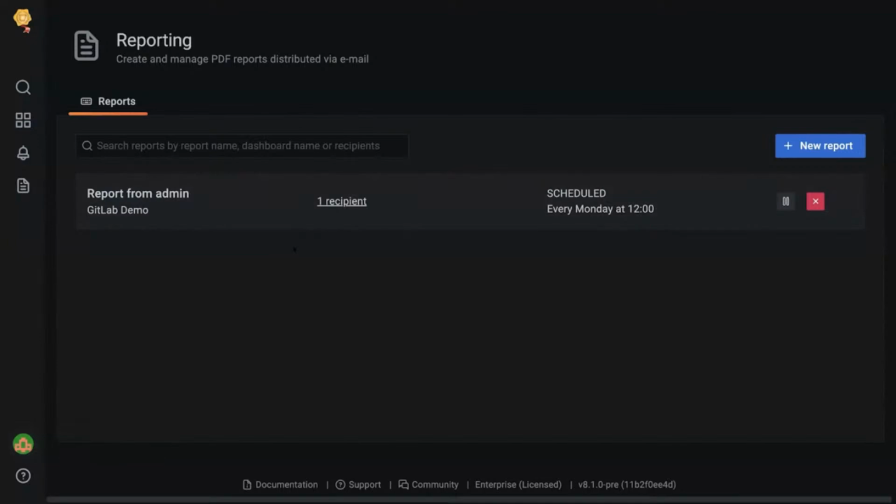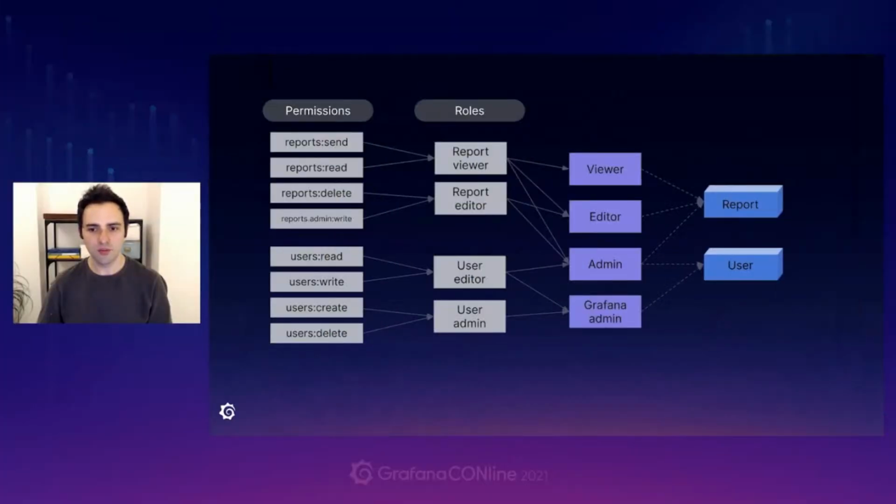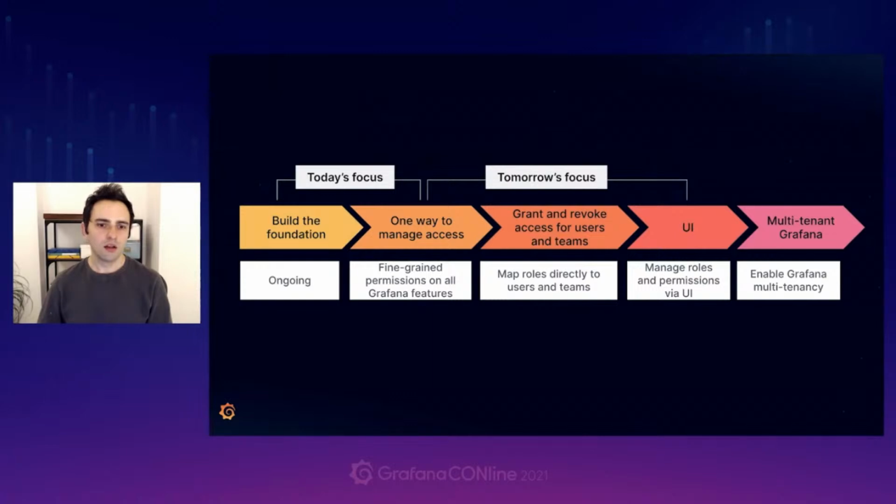I hope this demonstrates the capabilities of fine-grained access control. I'll go back to my slides and talk about next steps and the future update. As I mentioned earlier, fine-grained access control currently is in beta. You can manage users' reports with fine-grained permissions. And we made sure that we build the foundation and necessary blocks so that we can evolve the system to the place where fine-grained access control will be the standard and one way to manage access in the Grafana.